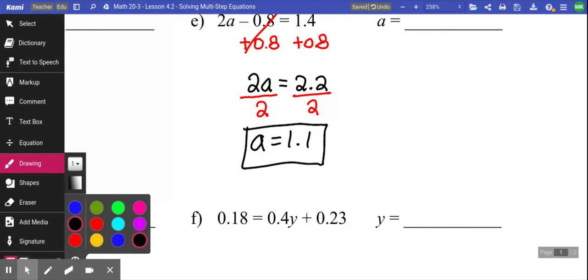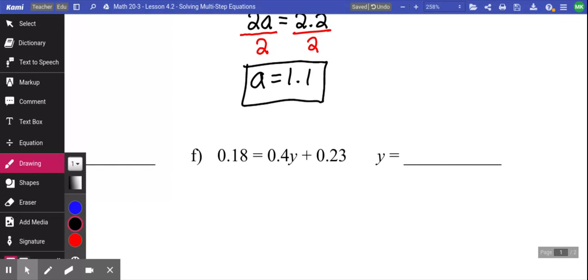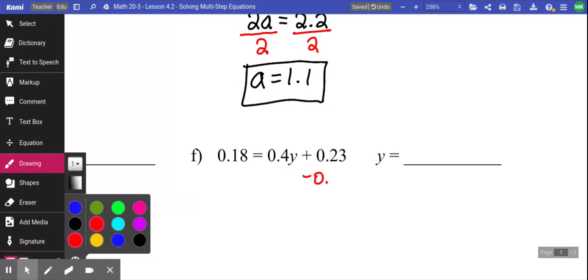So the last one, we've got that plus 0.23. That has to move first. So we are going to subtract 0.23 from both sides, which is a nasty number. Negative 0.05. Is that what you guys got? Perfect.